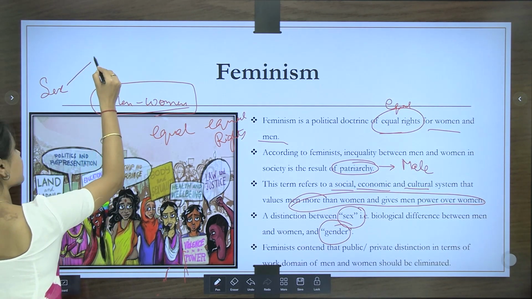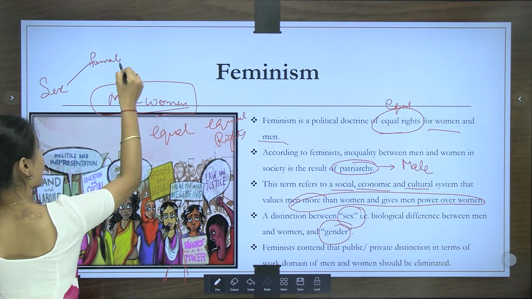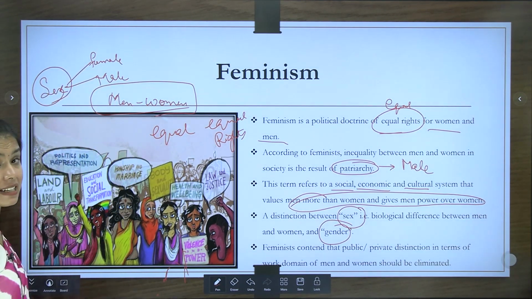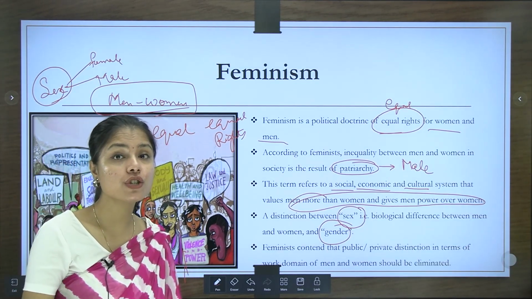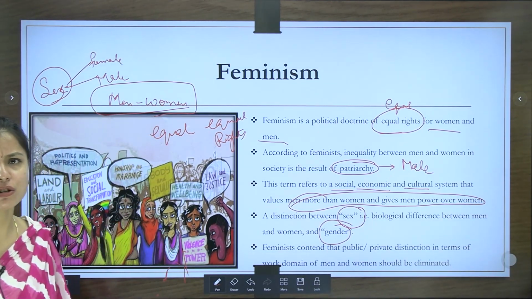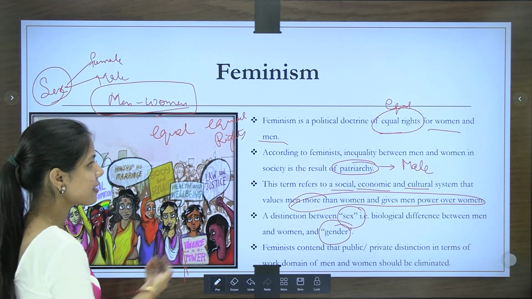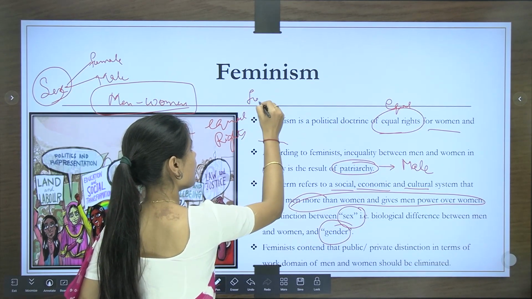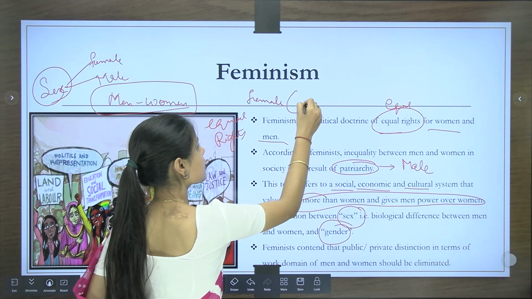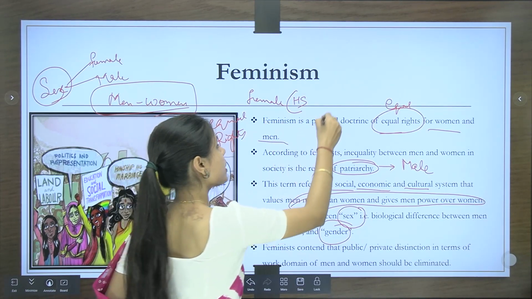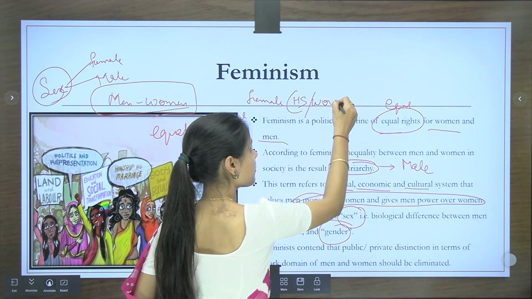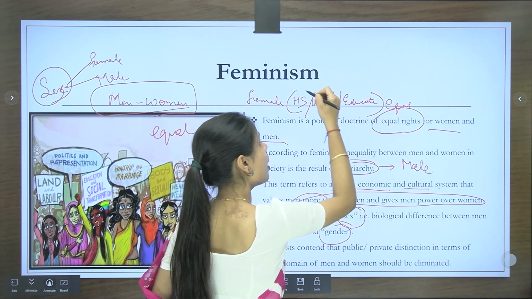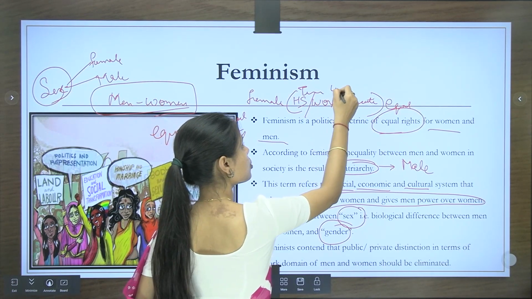So let's say somebody is born a female and somebody is born a male. This is a distinction of sex, that is the identity with which you are born. Now this is a natural difference that exists in nature. But when I decided, okay, so this female would be restricted to household spheres, she cannot go out and work, she does not deserve to be educated, or she is timid, she is weak.